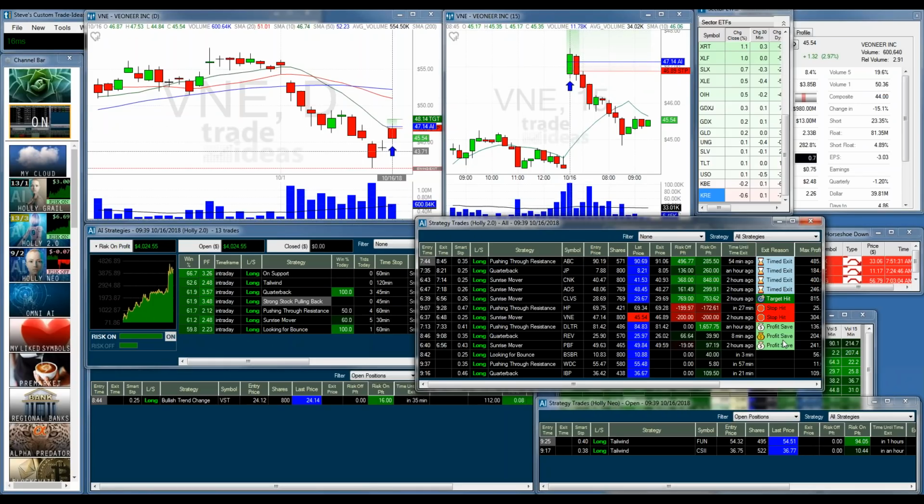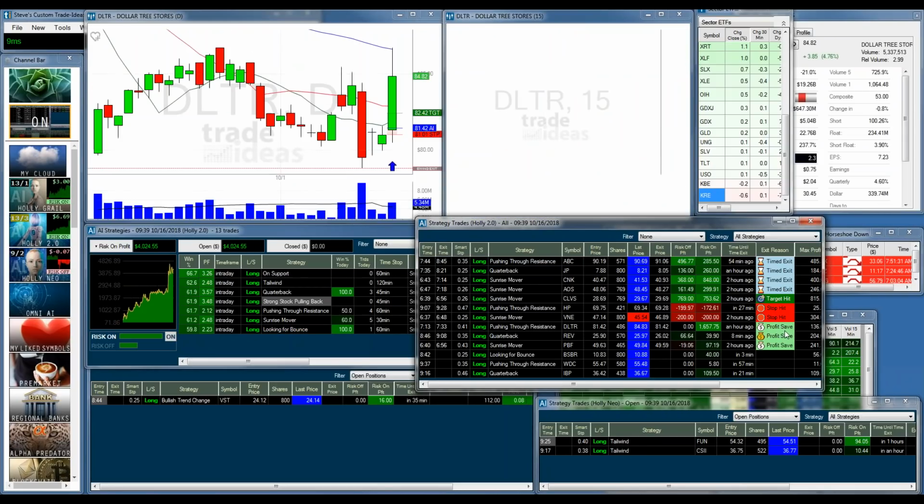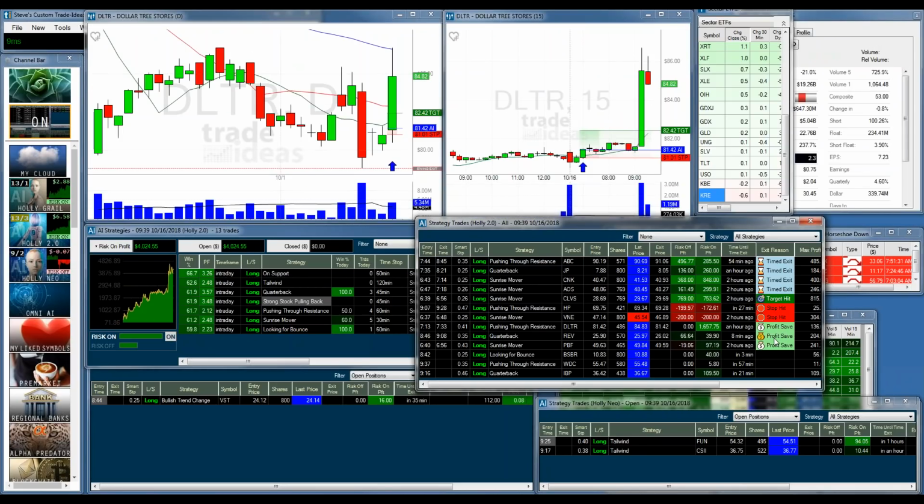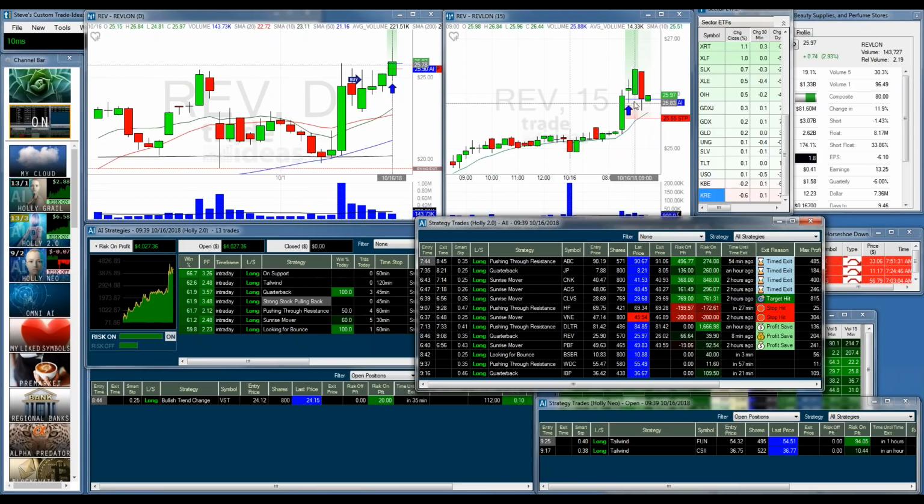And the remaining 2 exit features are: 1, profit save, which is nothing more than a trailing stop, we would call it. So the stock gets in the money, moves higher, starts to pull back, and the AI will exit it using what we would call a trailing stop.